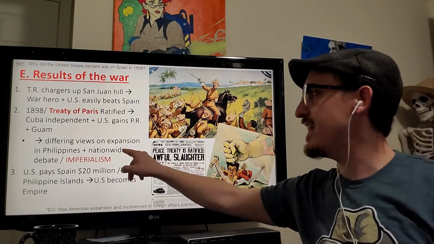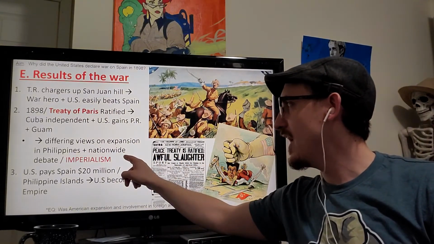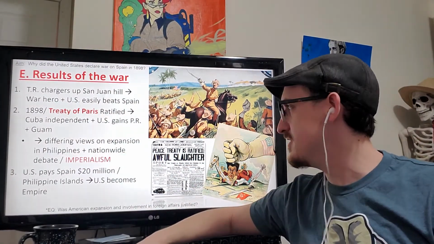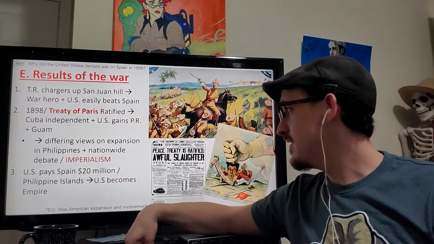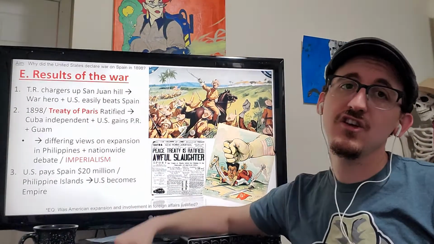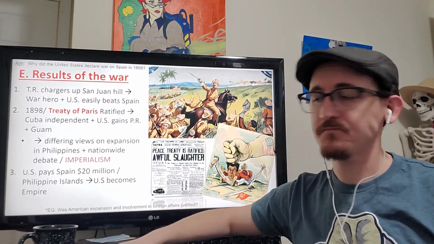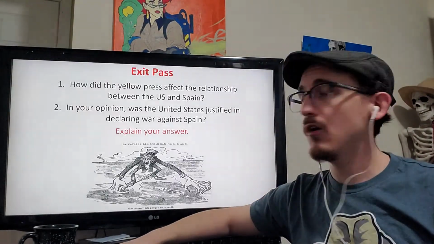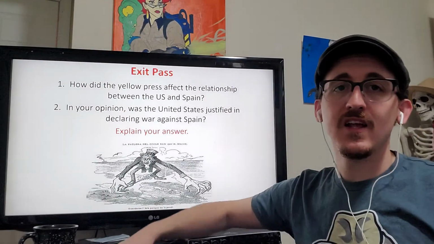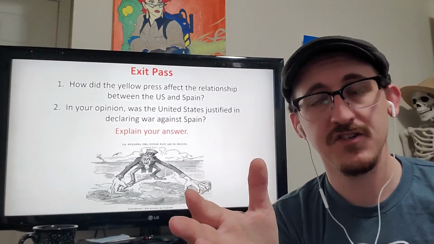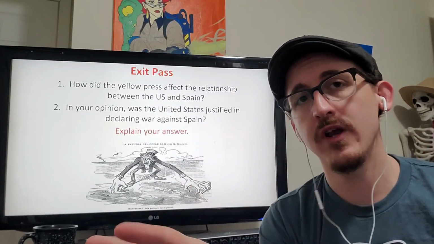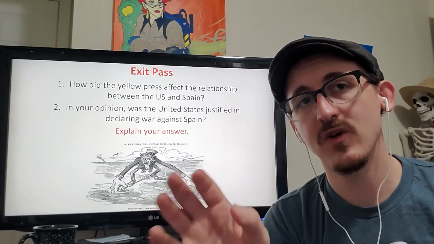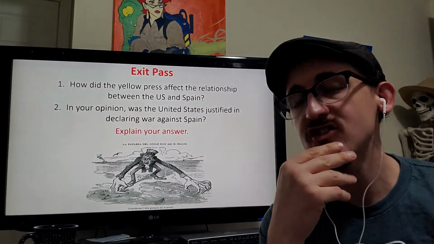Differing views on expansion in Philippines and the nationwide debate over imperialism. U.S. pays $20 million to Spain to get the Philippines. This leads to the U.S. becoming an empire. And then tomorrow, we'll talk about the imperialists and the anti-imperialists and the arguments. This is one of the most important and one of the most forgotten periods in U.S. history. And it's so relevant.